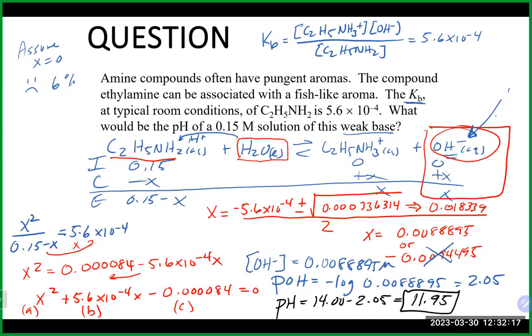So again, it is very similar to how you take care of weak acid problems. The major difference is that x value being the OH minus. You've got to do that pOH first and then go to the pH.